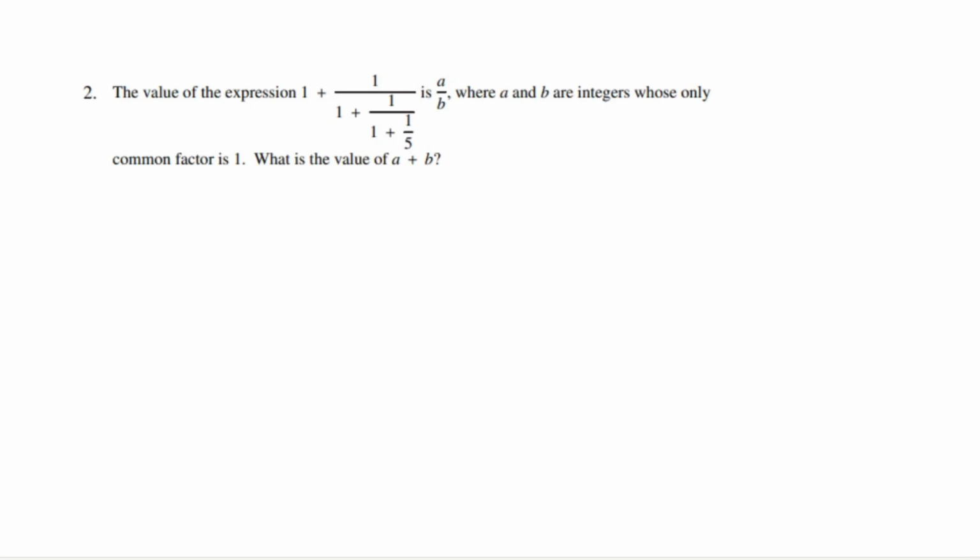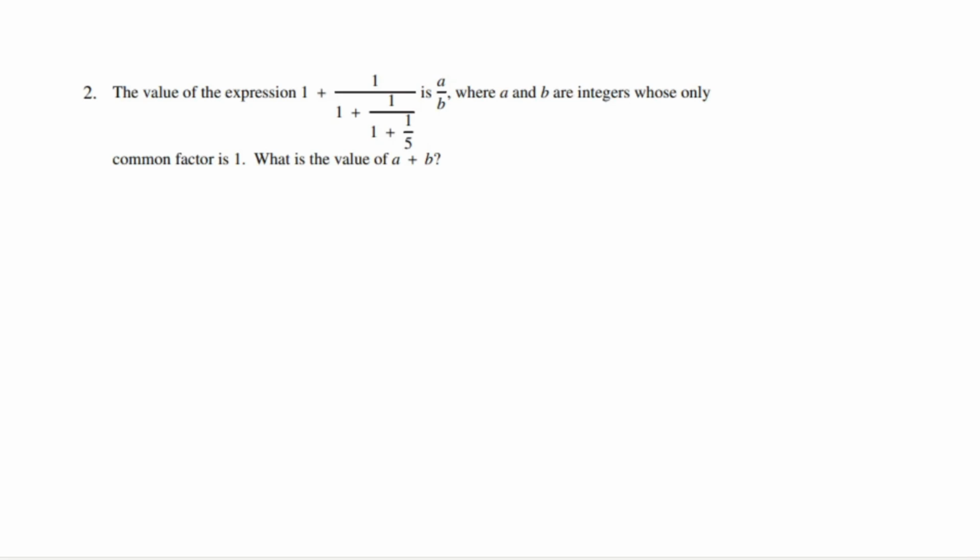So what we're going to be doing is simplifying this into one singular fraction, correct? And from that singular fraction, we can find our a and our b. So it should be as simple as that. Answering this question is really easy, but I think it just becomes a little tedious. All right, so let's get to it.